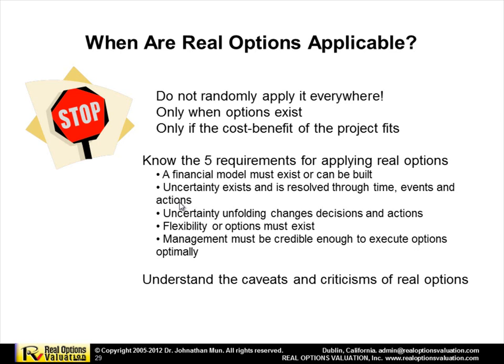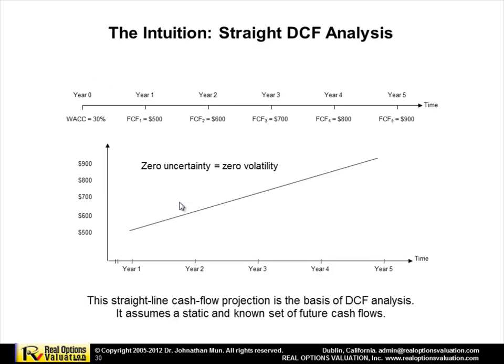Okay, and finally, management, decision makers, the powers that be must be credible enough to execute the options optimally when it becomes optimal to do so. So if you have the option to abandon, pull the plug, do something, and management doesn't do anything, guess what? All the options in the world would be useless. So management must be credible enough to execute the options when it becomes optimal to do so. And in class, we'll go through a lot of the caveats and cost-benefit analysis and when the applications of real options fit. And just a couple of real quick little slides before we wrap up this section of the video.